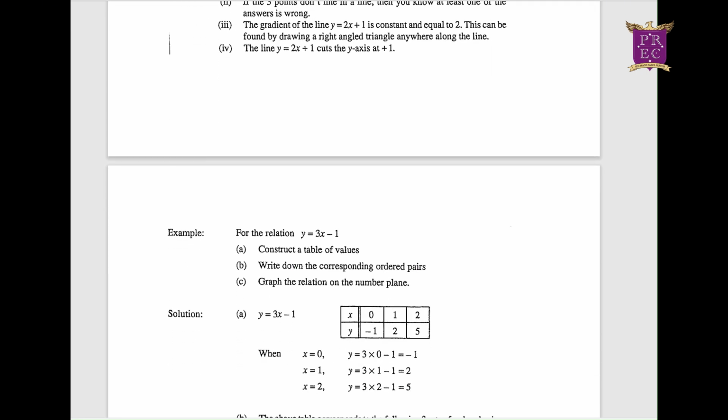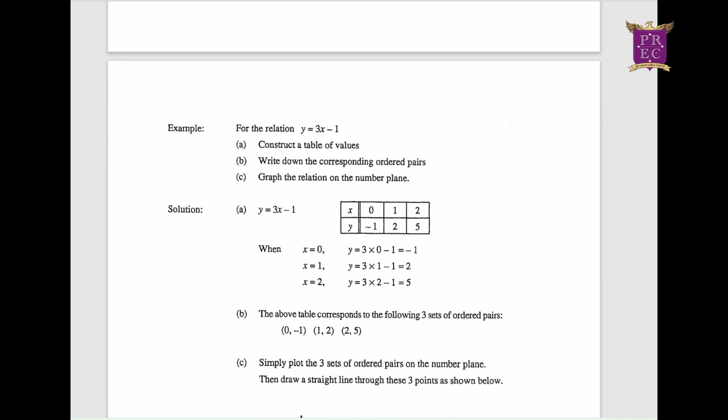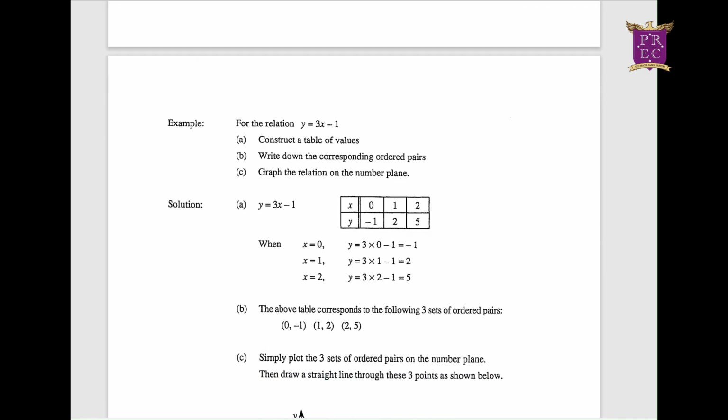Let's have a look at some of these questions. These are pretty easy. What you do is you look at the relation y is equal to 3x minus 1 and come up with a table. When you're coming up with a table, what you need to do is you need to substitute x with the value that they've given you.